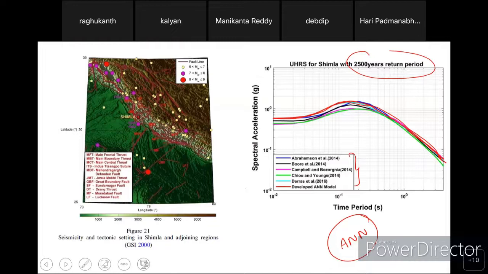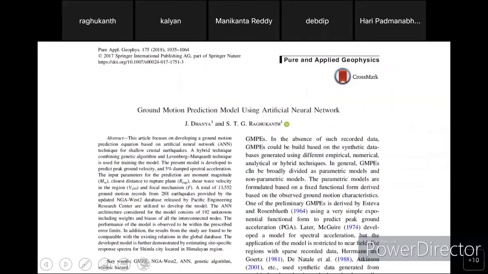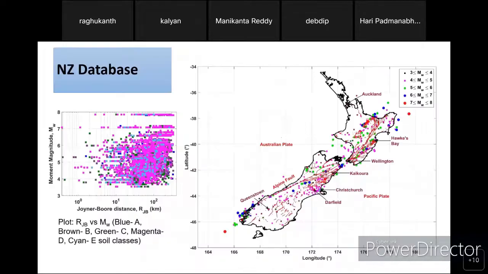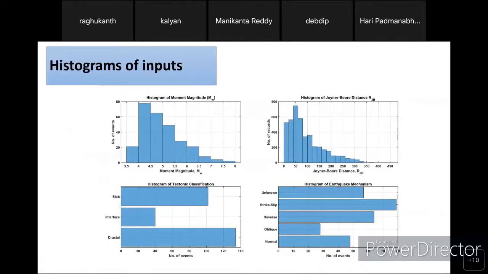I have shown you this NGA and other things already in the morning. Now I will show you the same things. Recently we have slightly updated our networks, and then we will go to the deep neural network. This was a New Zealand database. All these databases are available in the public domain. You go to that website, take the flat file, and you will get this data. Here also we try to do the same thing, to see whether it works.